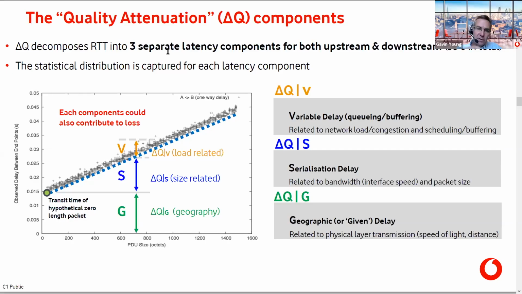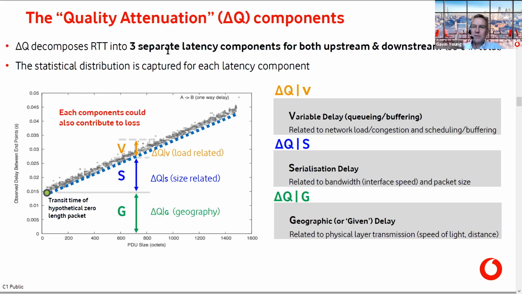And then finally, we've got the thickness of the line there, and that is due to the variable delay, which is down to queuing and buffering. We'll talk a little bit more about buffers later. But this is where, under load, if the network is not empty, then packets get queued as they hop across the links to different equipment, and that queuing and scheduling and buffering is what results in that V component. So the beauty of quality attenuation is we can dissect this delay into these three components, and also we can separate them between upstream and downstream.